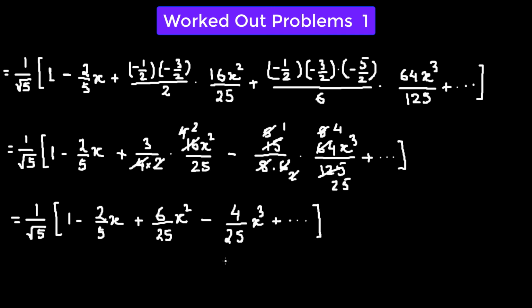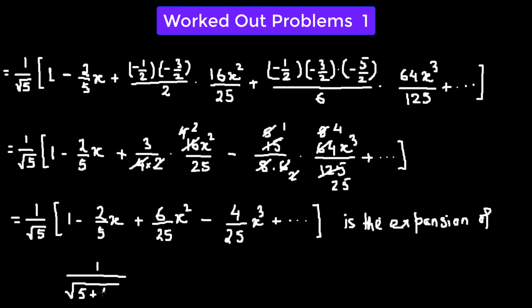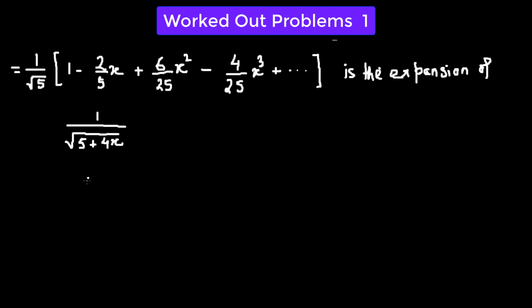So now that we have the expansion, this is the expansion of 1 over square root of 5 plus 4x. Now we have to find out the value of x for which the given expansion will be valid. So what we do, we consider 1 plus 4 over 5 of x. This is the binomial expression.